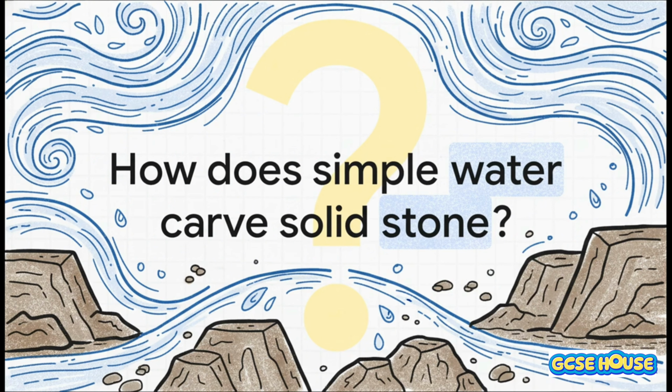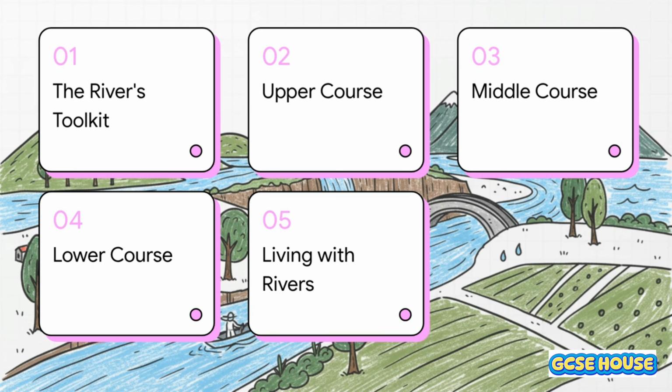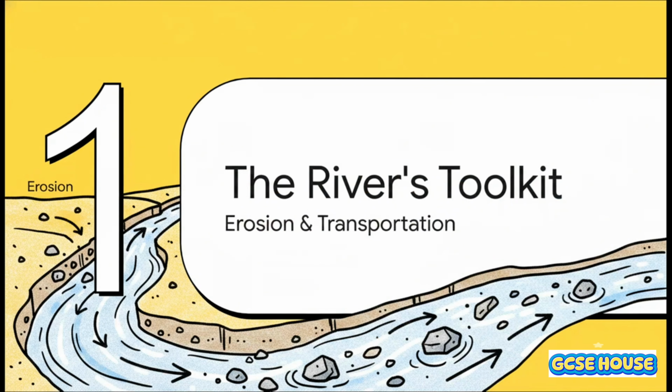Let's get into it. So here's our game plan for today. We're going to start with the river's toolkit, what it actually uses to do all its work. Then we'll follow its life story, from its powerful youth through its wandering middle age and into its building phase in old age. And to wrap it all up, we'll look at how we as humans live with these incredible forces of nature.